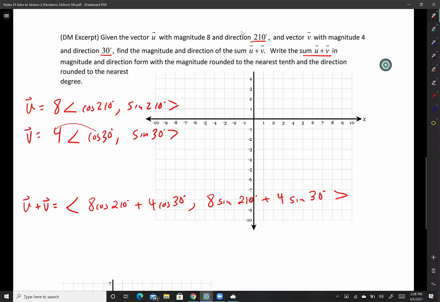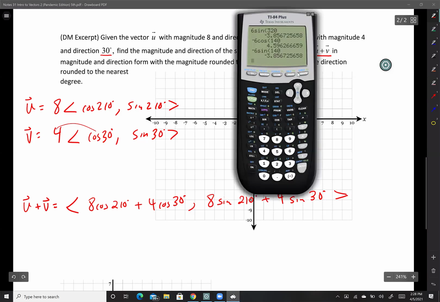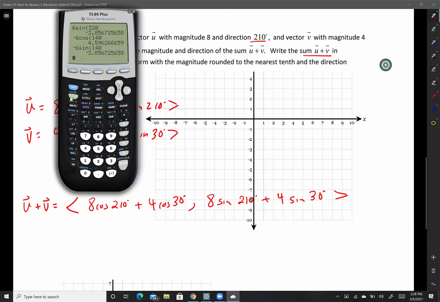I'm going to take my calculator and show you guys a trick. Well, it's not really a trick. You already know it, but I think it will make life easier for you. Let me see where I can put it so everyone can see. Put it right here. All right, guys, check it out. Add the x's together: 8 cosine 210, and you can type it in just like this on the TI Inspire, plus 4 cosine 30. Push enter.